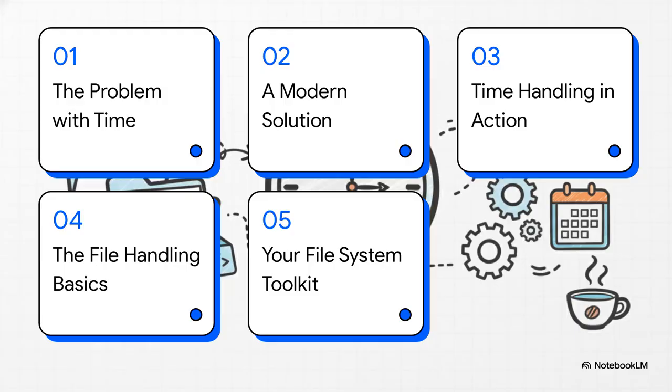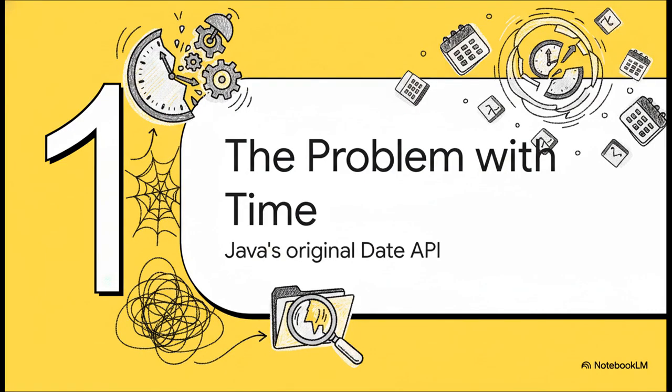First, we're going to dive into the old legacy time API to really understand why it was so broken. Then, we'll bring in the modern solution and see it in action with some code. After that, we'll switch gears completely and get into the essentials of file handling, breaking down the toolkit you'll be using all the time.